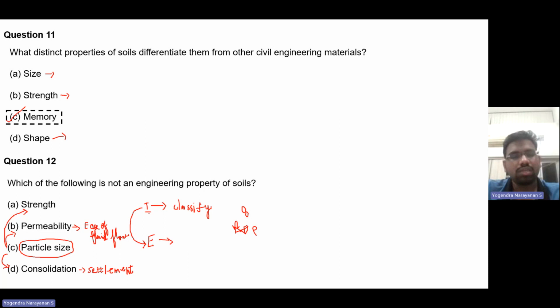Hence, as you can see, particle size is an index property which is used to classify the soils, and this particle size in turn affects the engineering properties of the soils, that is strength, permeability, and consolidation. So the purpose of giving this question is to give a brief idea of how the index and engineering properties complement each other.